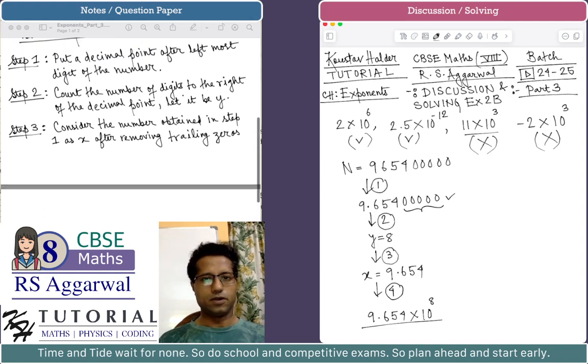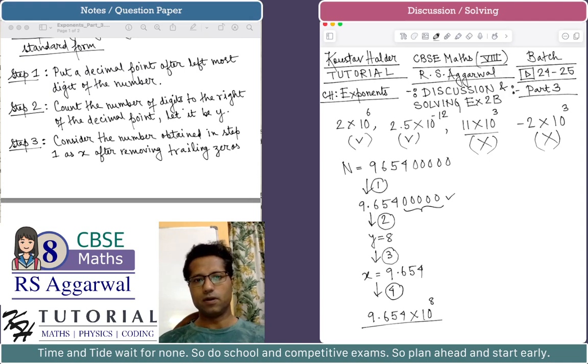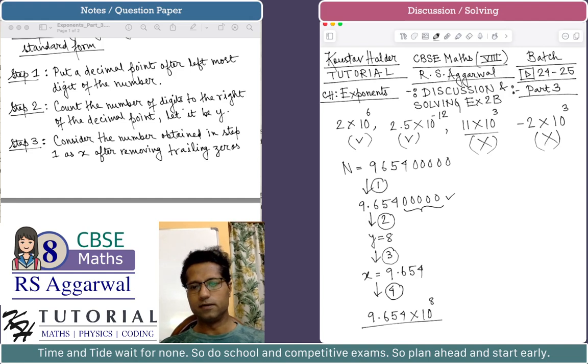So what are the steps? First, you put a decimal point after the leftmost digit of the number. You are given the very large number, in this case 9654 and then 5 zeros. The leftmost digit is 9. After that, put a decimal point. So I get 9.654 and 5 zeros. Step 2: count the number of digits to the right of the decimal point. I can see the digits are 654 and 5 zeros, so 8 digits. So I get y equals 8 after step 2.